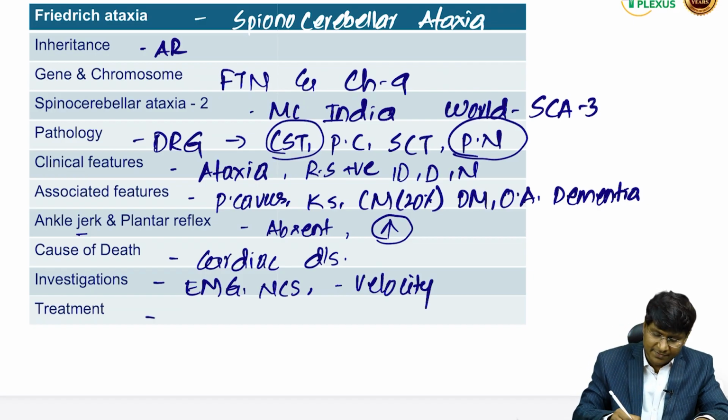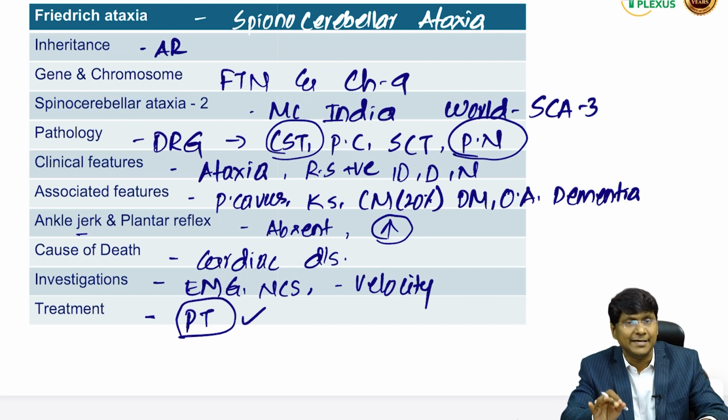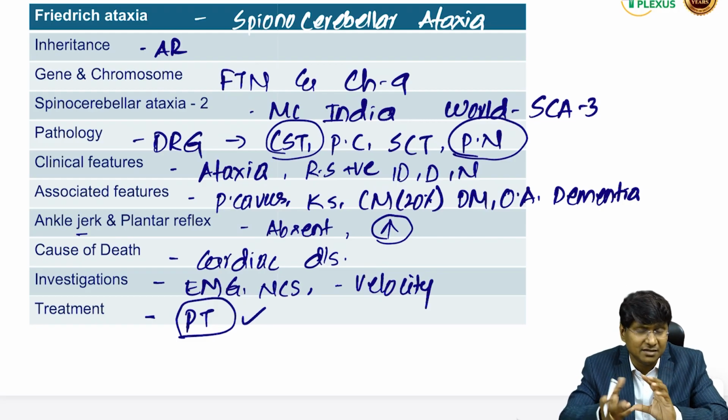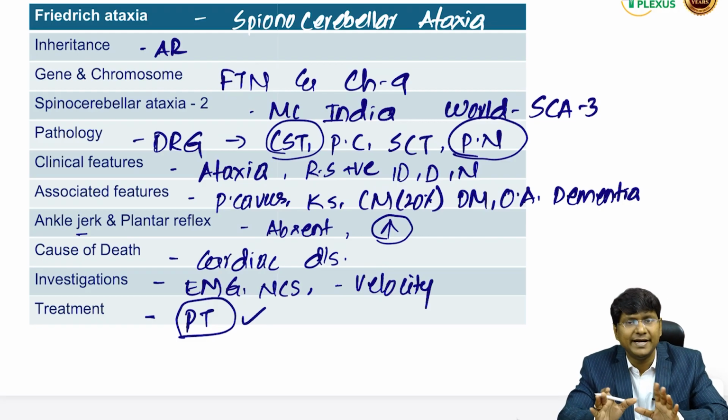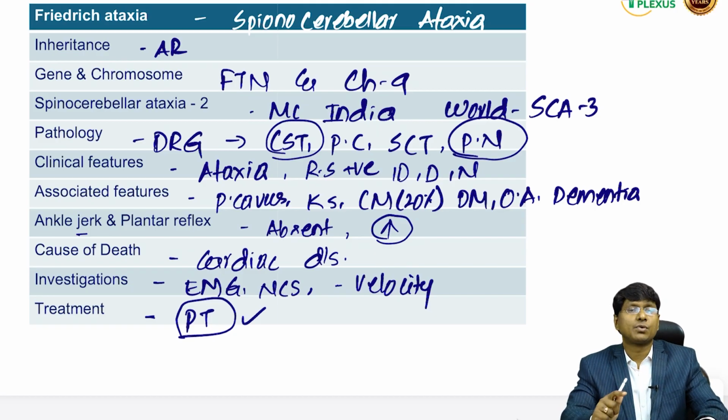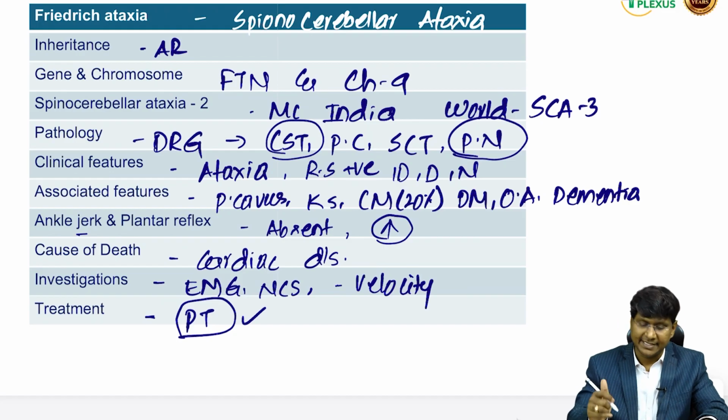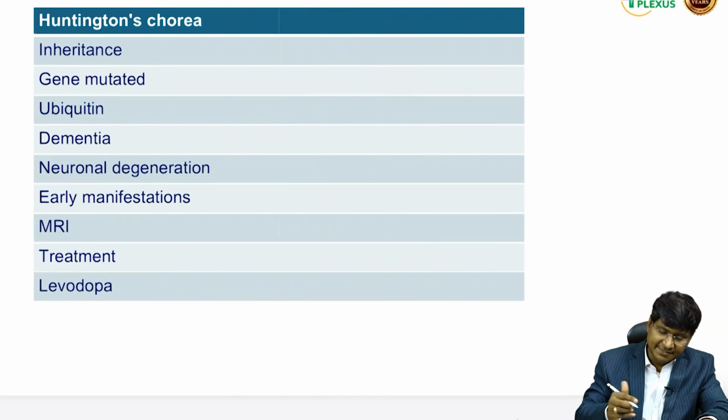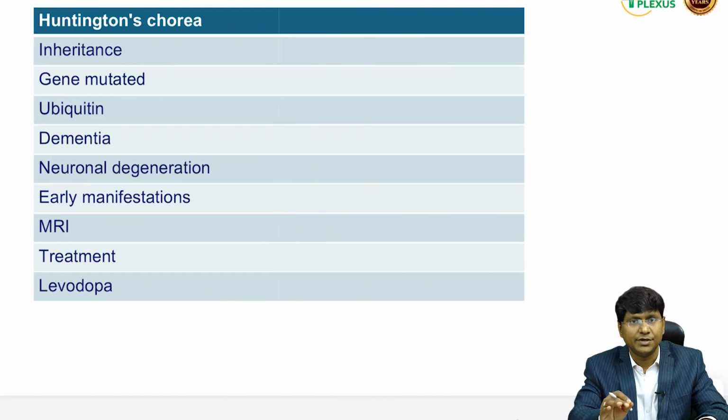And how do you treat? In these individuals you have a severe form of muscle weakness, so physiotherapy or proper training is important in Friedreich's ataxia. We don't have any particular drug that will completely reverse the disorder. It is completely physiotherapy which helps a lot in these individuals. So this is about Friedreich's ataxia. Then next important is Huntington's chorea.